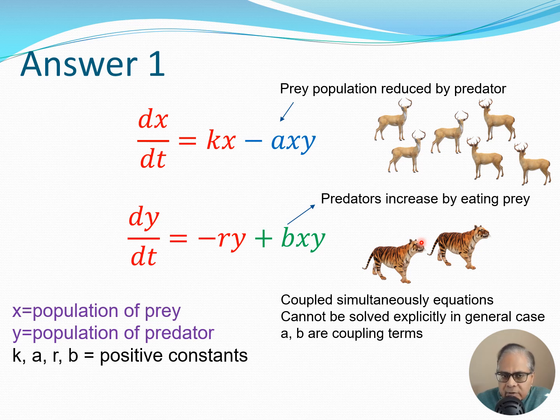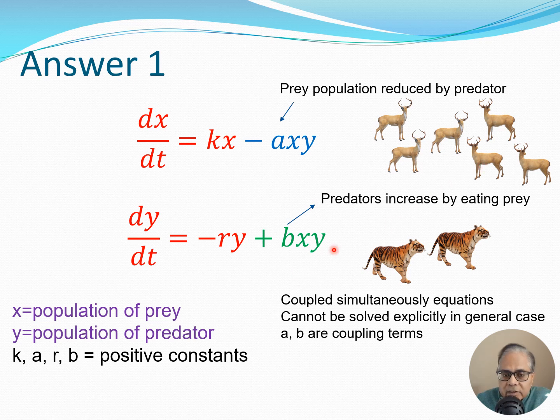Now what happens in the predator-prey equation is that we add these two terms. They depend on a and b, and a and b are of course the coupling terms. So in the first equation, the negative axy term means that the prey population is decreasing because the predators are going to eat the prey every now and then. So that's going to keep a check on the prey population.